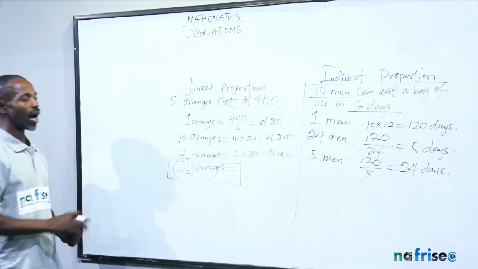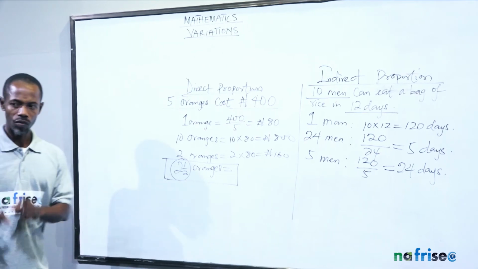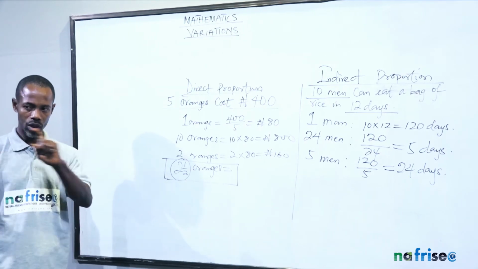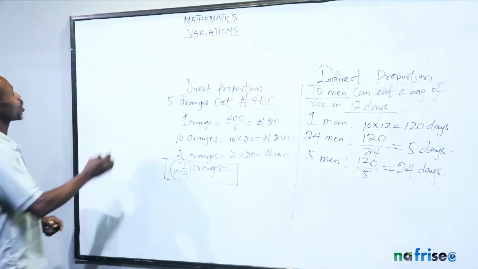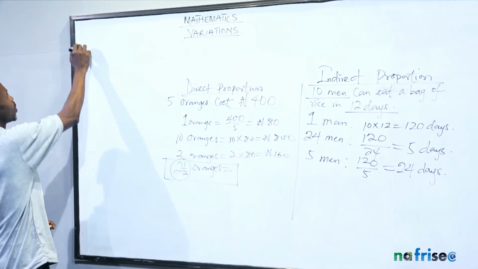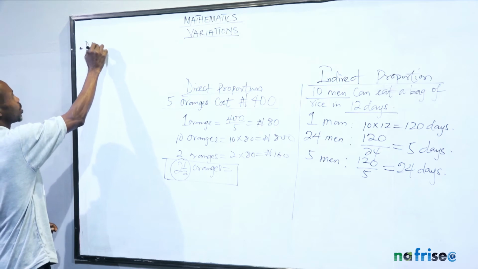Now, have it in mind. Remember, we'll be talking about relationship between items. Under variation, you're going to come across 4 of them. The direct variation.